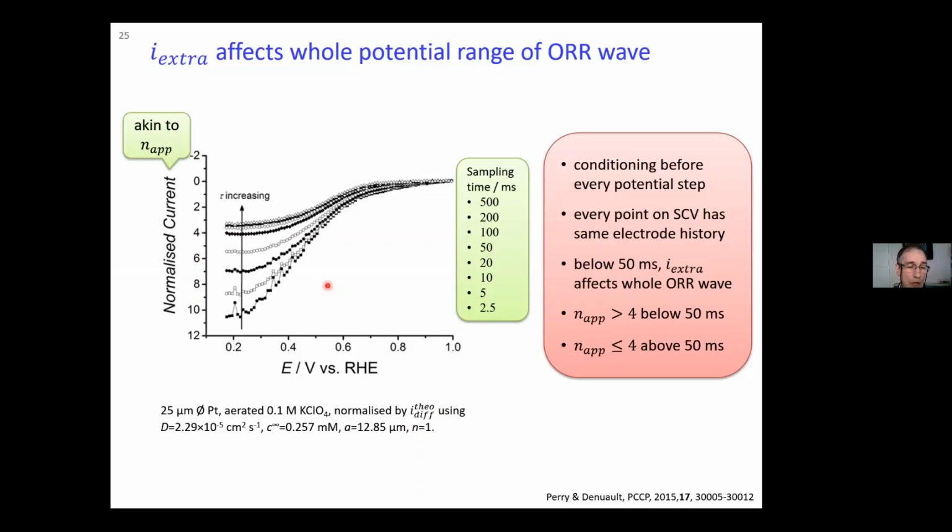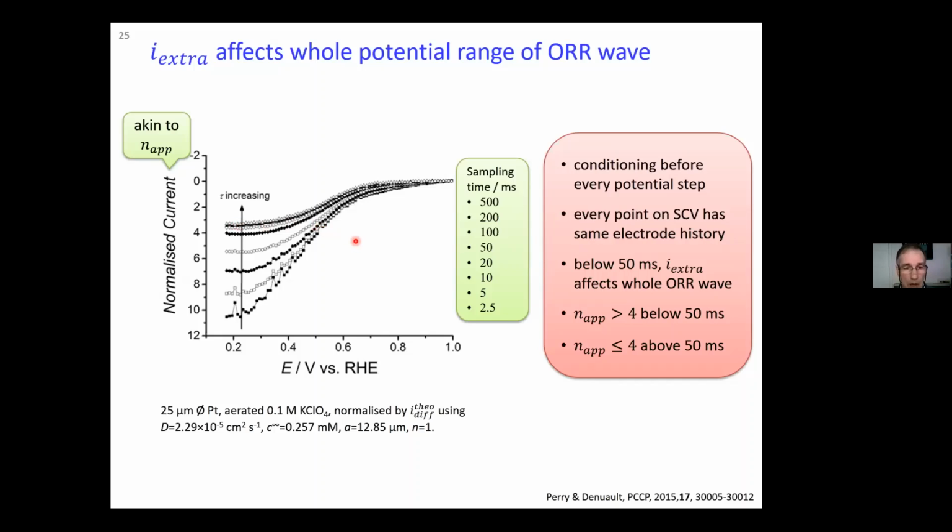This is done with the conditioning waveform. So every potential step in this potential window has been performed with the same conditioning waveform. So every point on the sample current voltammogram corresponds to the same electrode history.